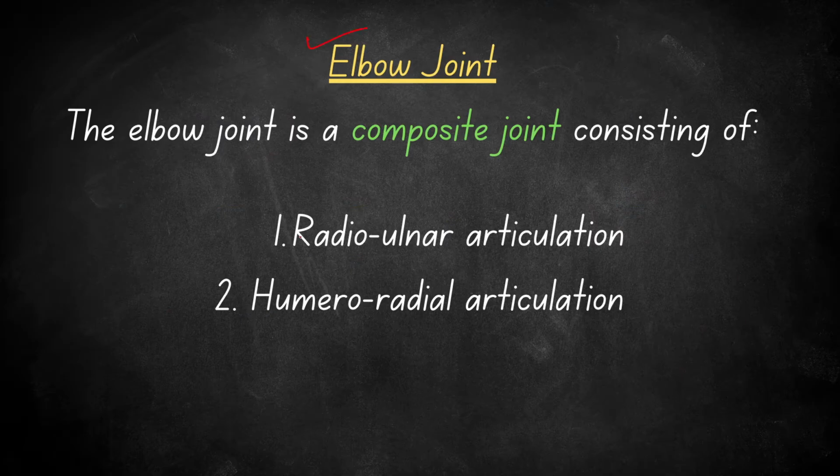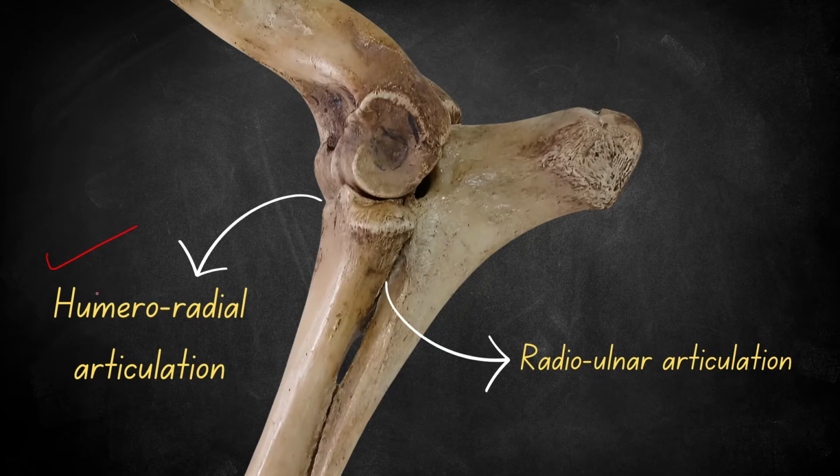Next we will discuss elbow joint. So elbow joint is a composite joint. It consists of two parts: radio-ulnar articulation and humeroradial articulation. You can see this one is the humeroradial articulation, because this is the distal end of the humerus, this is the proximal end of the radius. So in this area, the joint is humeroradial articulation, and this is radius, this is ulna. So here you can see the joint is radio-ulnar articulation.